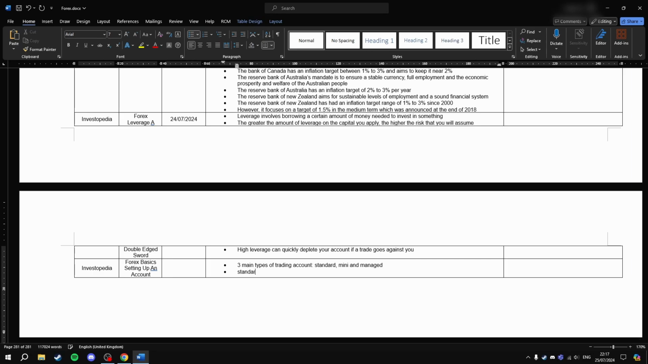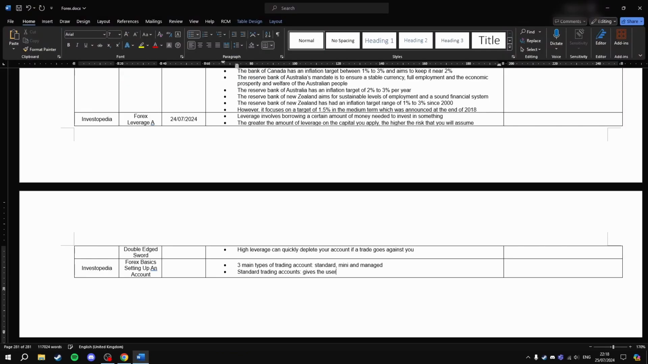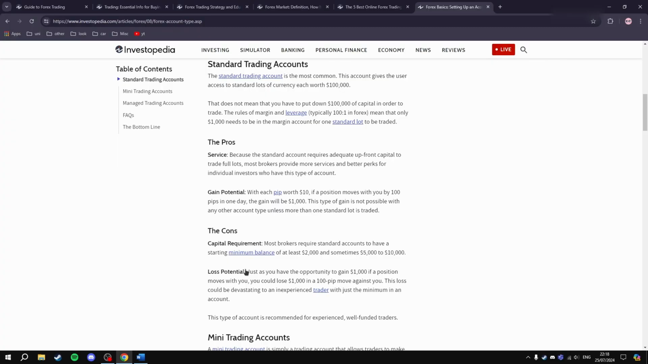Standard trading accounts give the user access to standard lots of currency, each worth $100,000.